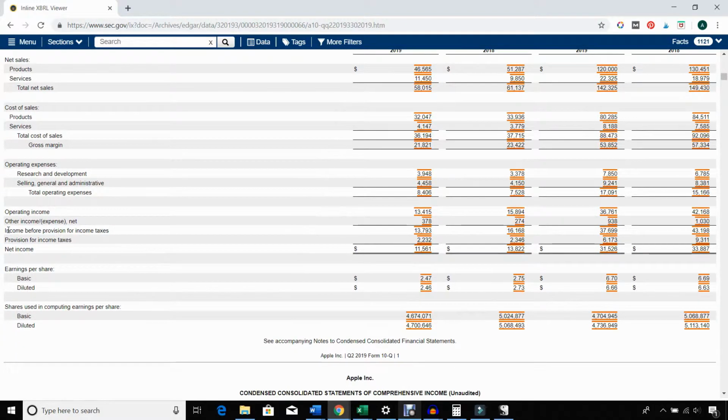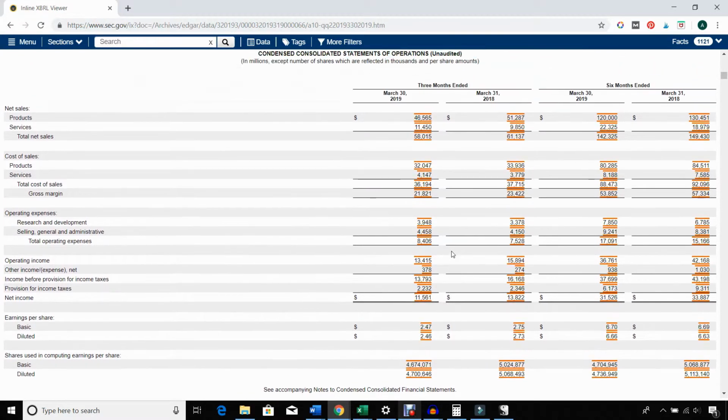After that, you have income before taxes, and that's exactly what it sounds like. The line item after that would be your provision for income taxes. These are the taxes that Apple owes to the various governments in which they operate. And finally, you'll have your net income. Net income is the last line item on the income statement, and this basically is the take-home pay of the company after paying out all of their expenses, including taxes.